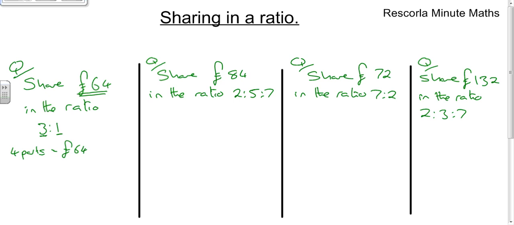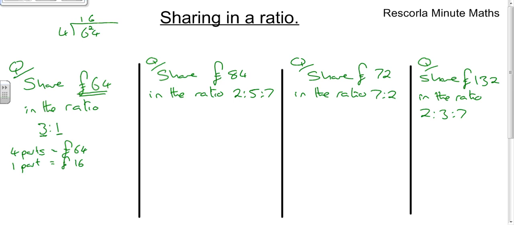Next, what we've got to do is we always have to work out what 1 part is. So if 4 parts is £64, we need to do 64 divided by 4. So again, from the previous video, how many times does 4 go into 6? It goes in there once with 2 left over. How many times does 4 go into 24? Goes in there 6 times. So that's going to be 16. So 1 part is 16.